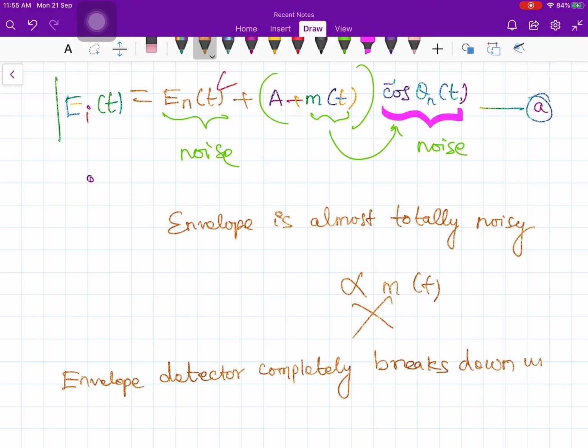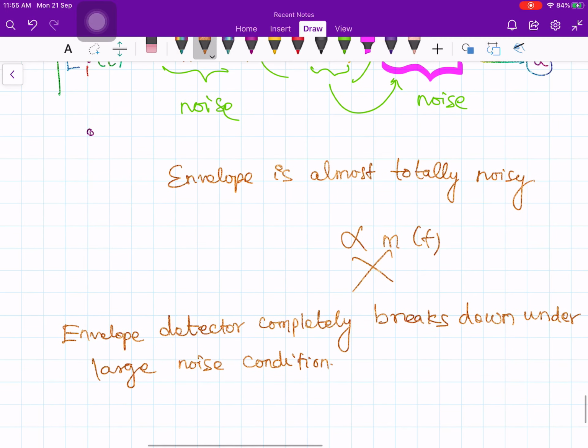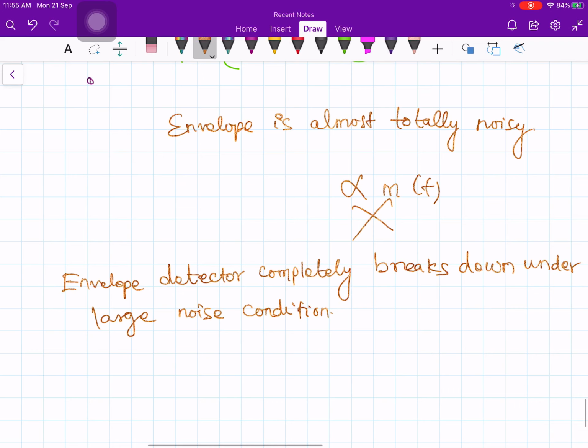Under large noise condition. So how do you compare the synchronous detector under large noise conditions? In synchronous detector we had S0 by N0 is equal to m square bar divided by m square bar plus a square times gamma.